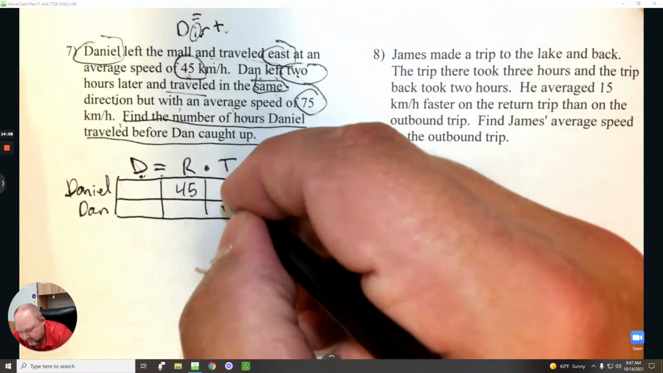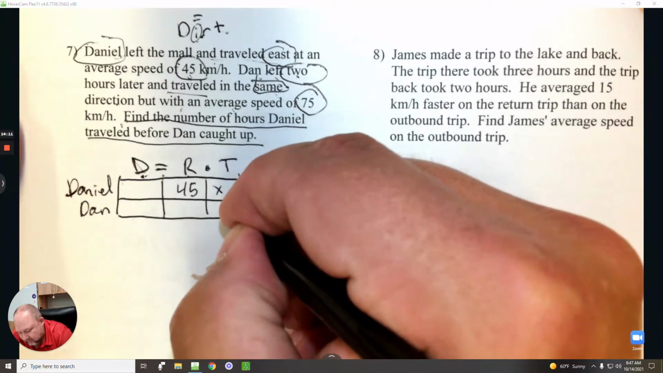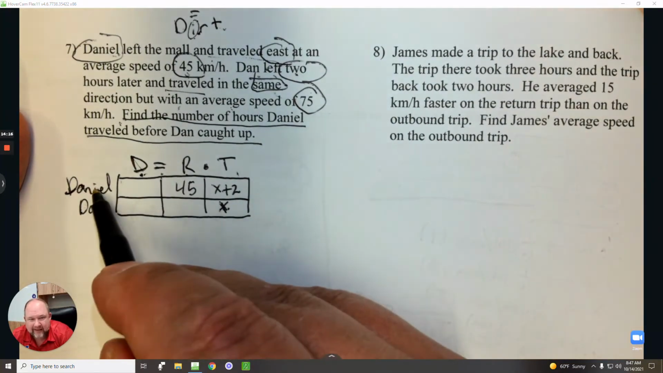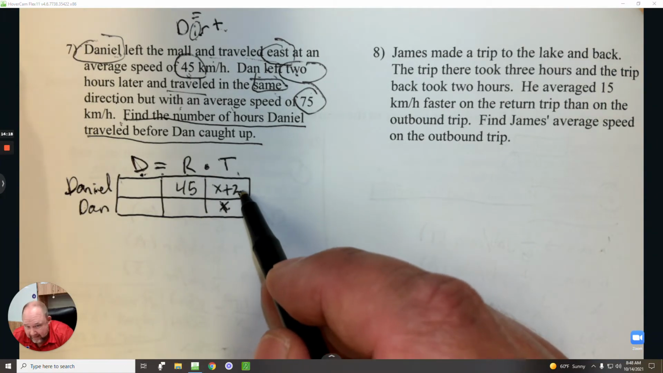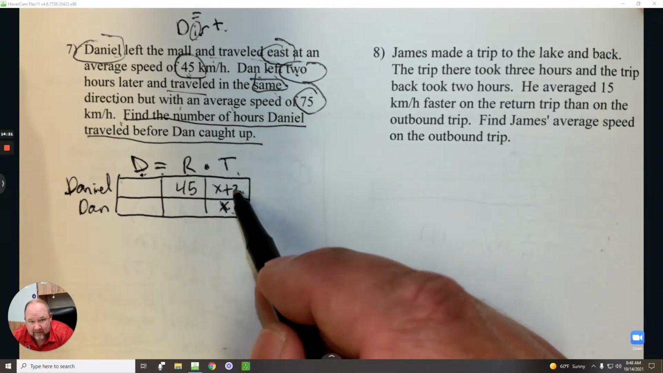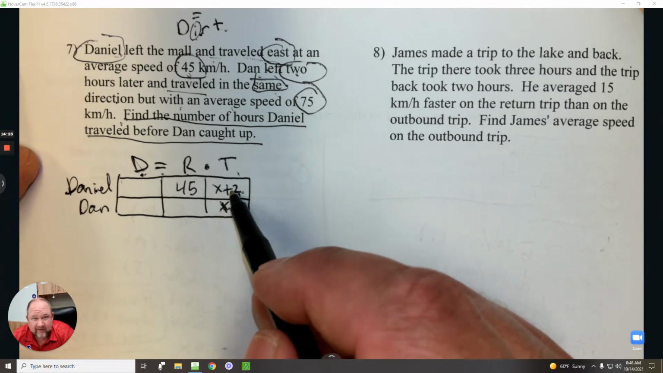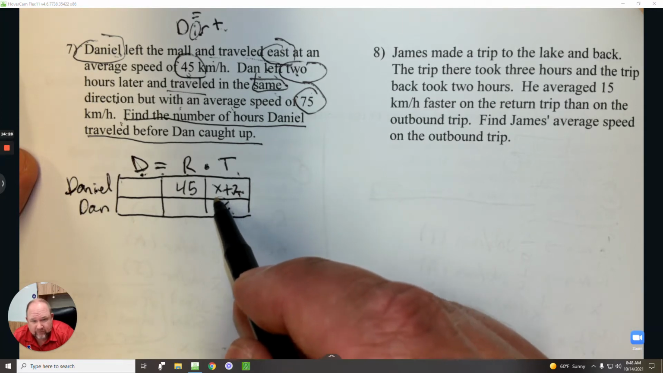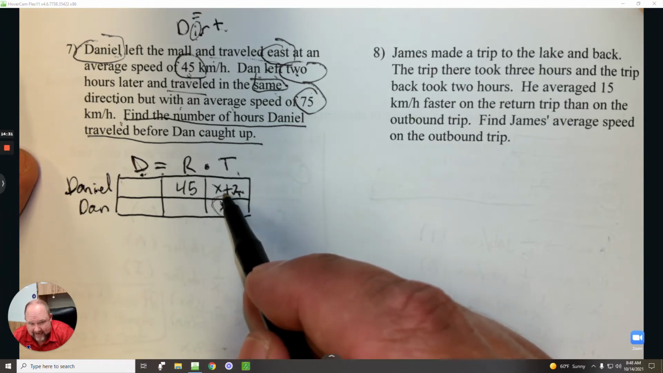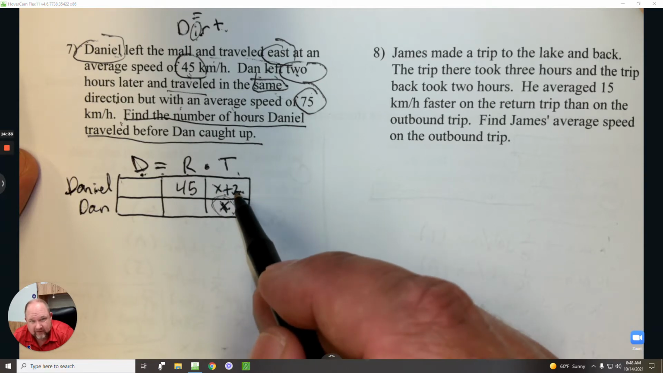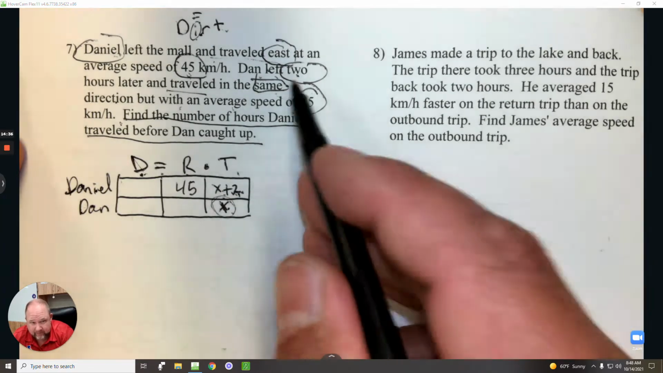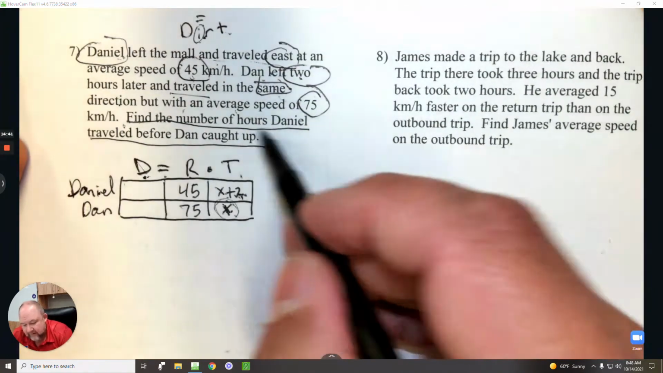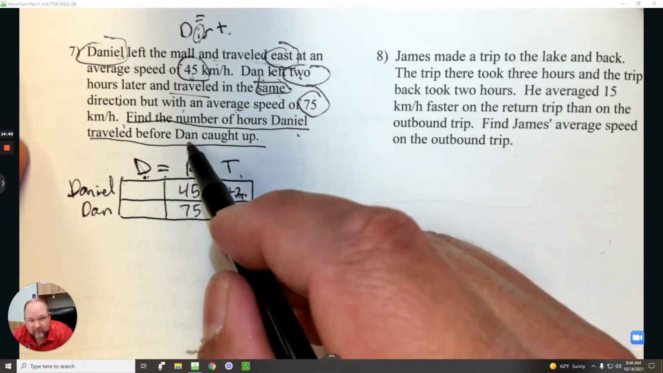Dan left 2 hours later. So we have to think through this. I don't know the time for here, but I know Daniel has traveled for 2 more hours than Dan because Daniel got a head start. So Daniel's been driving for 2 more hours if I'm a good reader. So whatever the time Dan has gone, you have to add 2 to Daniel because Daniel has a head start of 2 hours, if I read it carefully. And Dan is going 75 miles per hour. And find the number of hours until Daniel catches up to Dan.